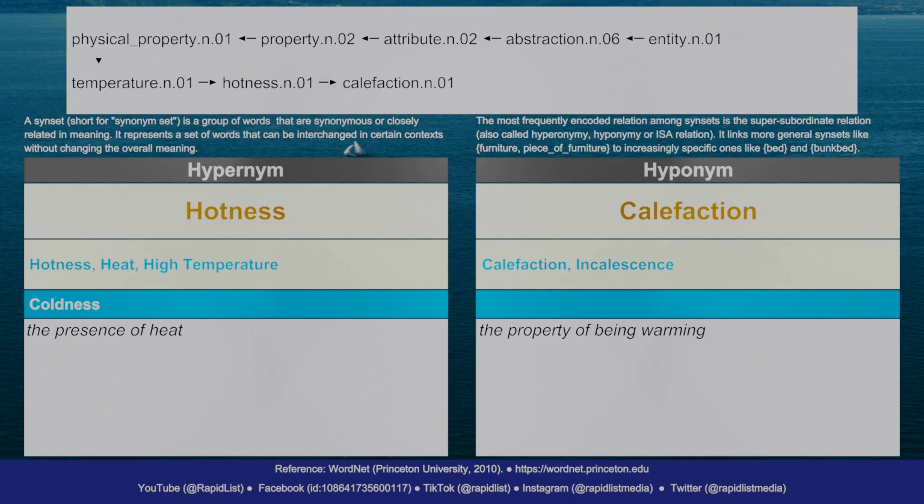Calefaction. The property of being warming. Fieriness. The heat or the color of fire. Torridity. Extreme heat. Warmth. The quality of having a moderate degree of heat. An agreeable warmth in the house.